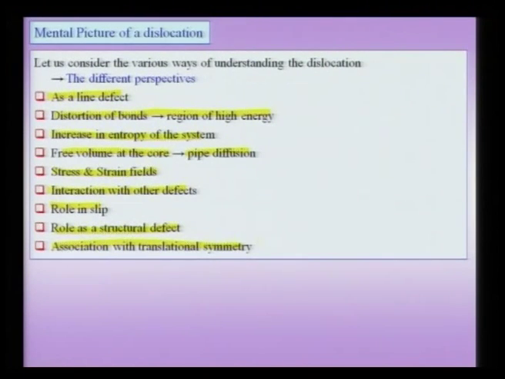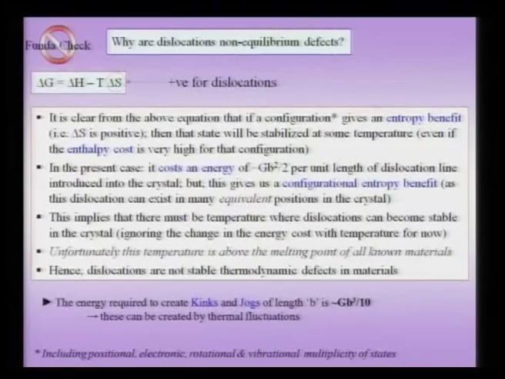So, we have many mental pictures of a dislocation, and when you put all these individual faces together, we get a complete picture of a dislocation, and then of course we can worry about the motion of dislocation, interaction of dislocation, etc., which we considered at the beginning of the chapter. So, now let us ask ourselves a few questions which are very important. The first question we can ask ourselves: why are dislocations non-equilibrium defects?